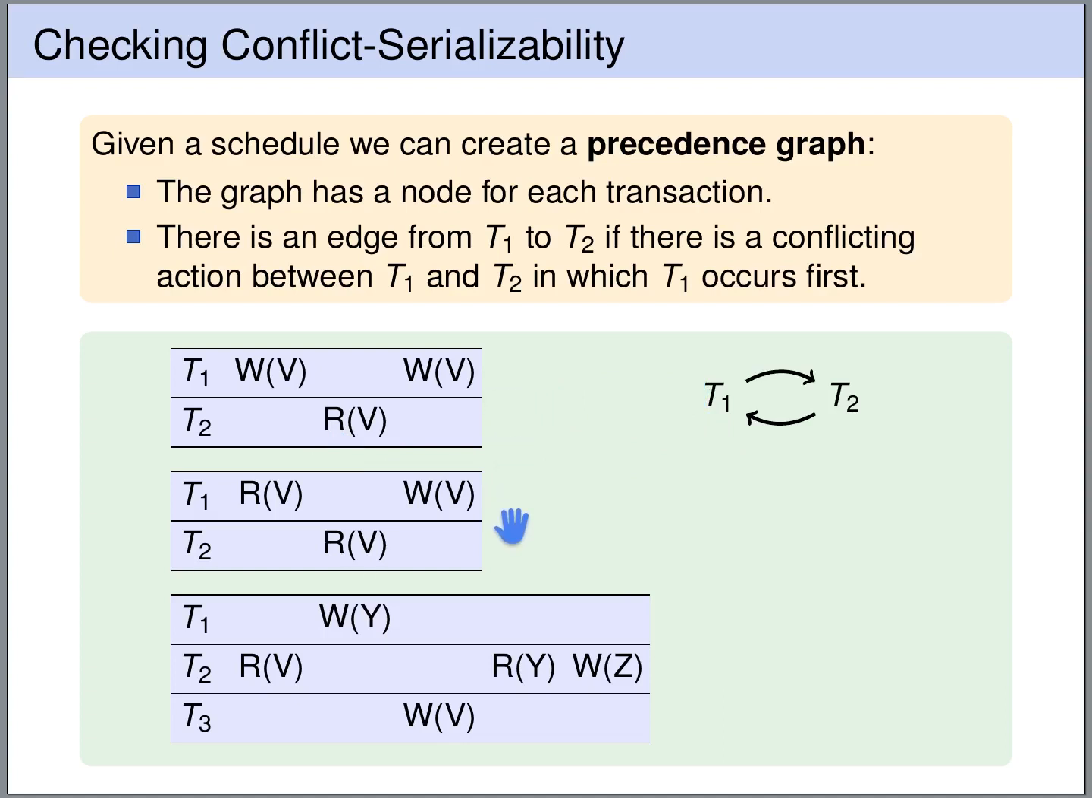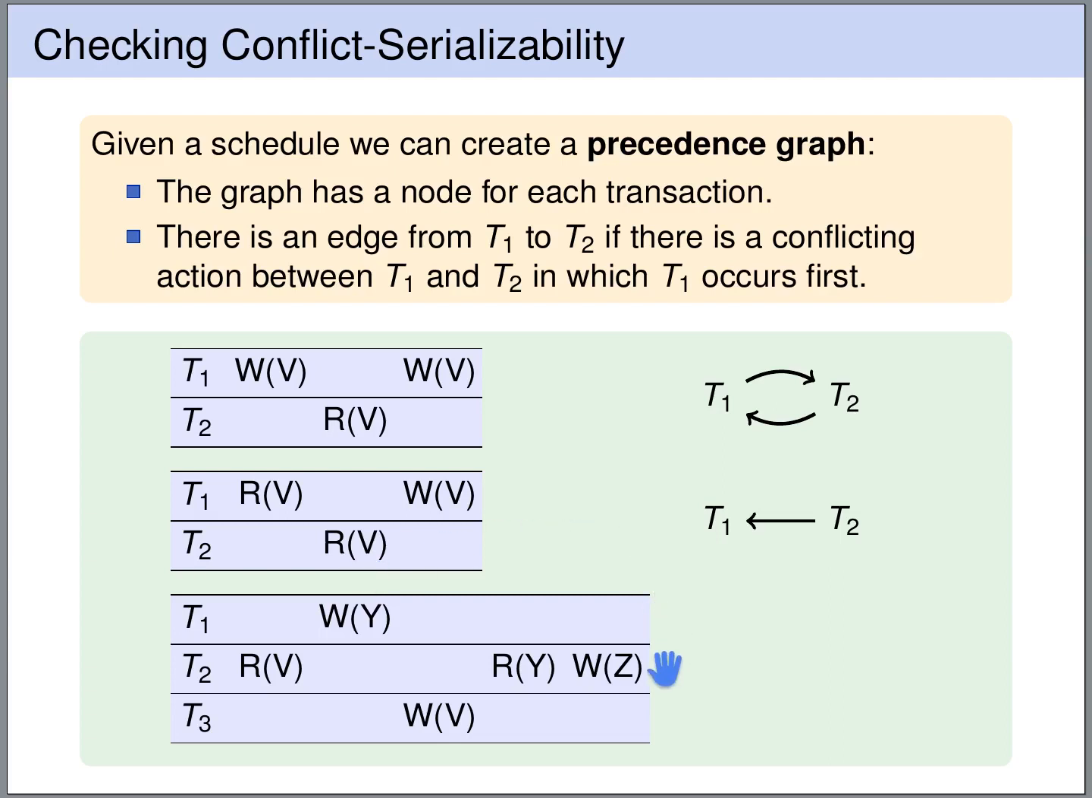In the second schedule, we have only one conflict. We have a read-write conflict, and in this conflict, the action of T2 appears first. So we have again two nodes, T1 and T2, and we have one edge from T2 to T1.